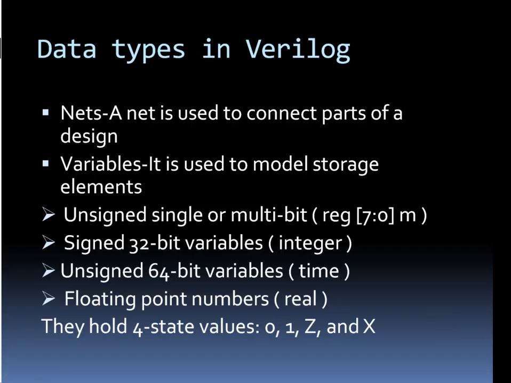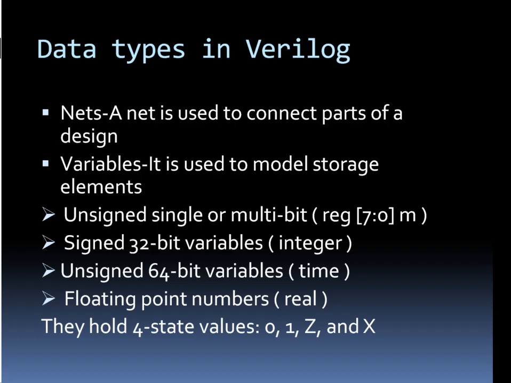So, data types in Verilog. What are the basic data types in Verilog? They were nets and variables. It was divided into two types, nets and variables. In nets we have wires, and in variables we had reg, integer, time and real. So let's discuss what is a net.